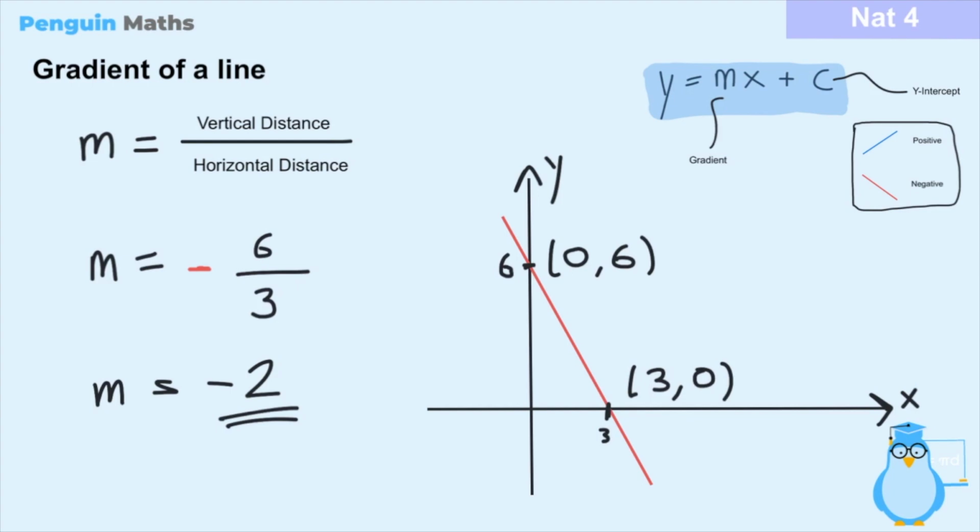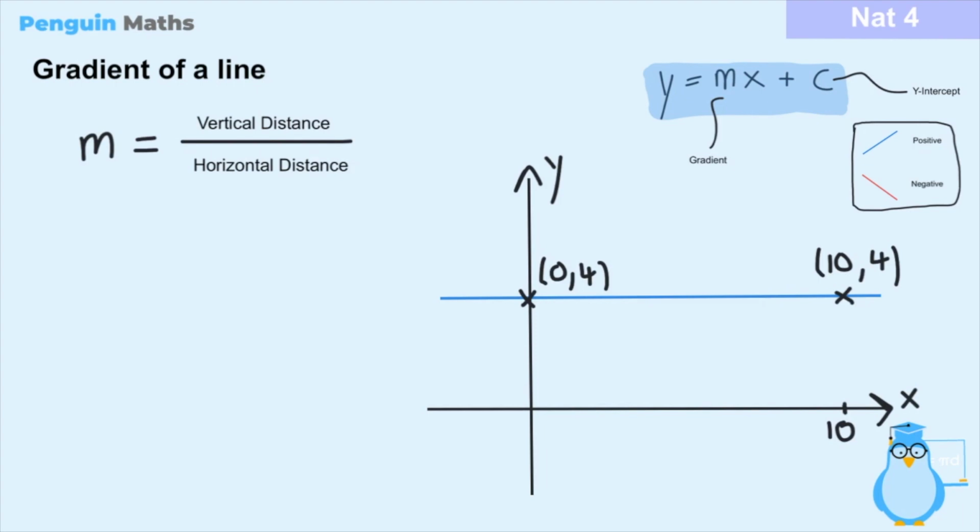So just remember, when we go to solve these problems or we have to calculate a gradient, you have to check which direction the line is sloping. So again, if it's sloping like this one, up to down, if it's going down the way, then it's negative, but if it's going up the way, it's positive.